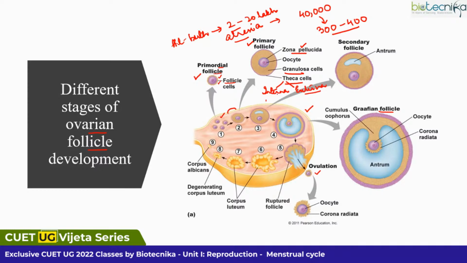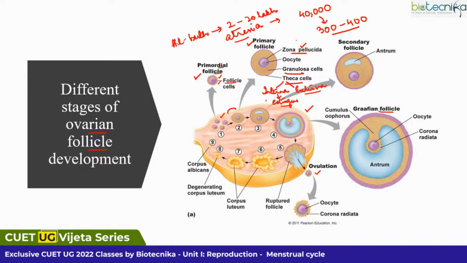Basically, interna is important because these cells will help in the formation of the hormones, that is your estrogens. So theca interna, remember, plays a role in the release of estrogen hormones, while externa basically forms the basement membrane, the outermost layer, right?